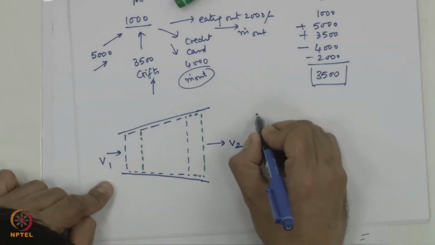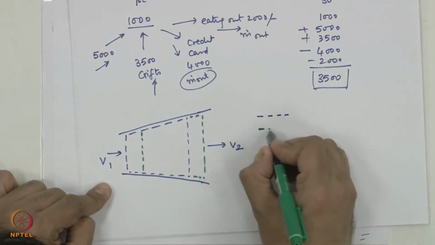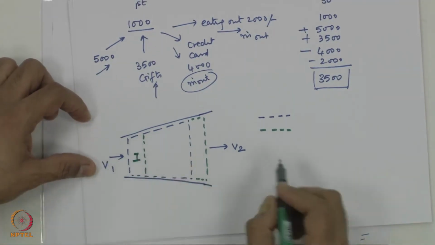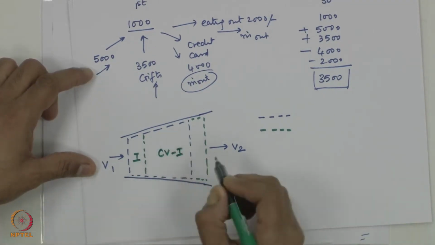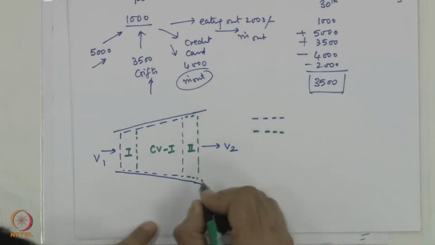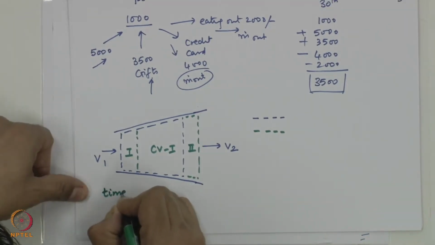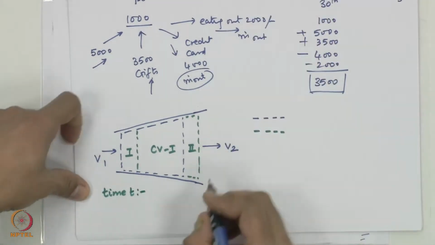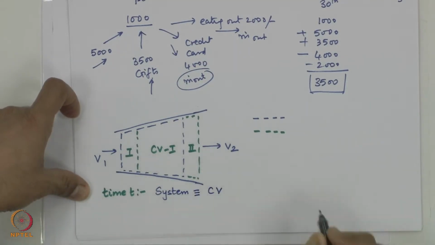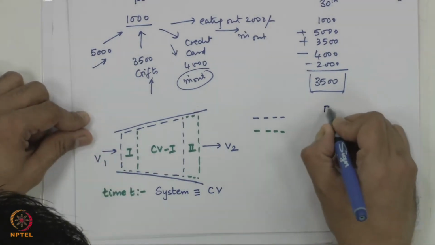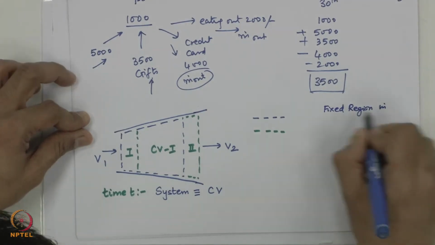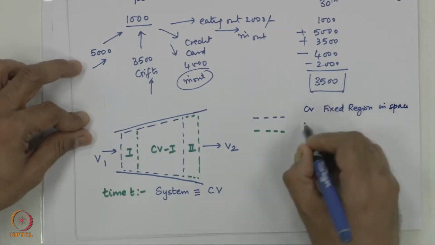The shaded region shown in purple and the shaded region shown in green are two different things. This is 1, this is CV minus 1, and this is 2. I will explain that. So at time t, the system is the same as the control volume. What is a system? A system is a fixed mass. The control volume is a fixed region in space.